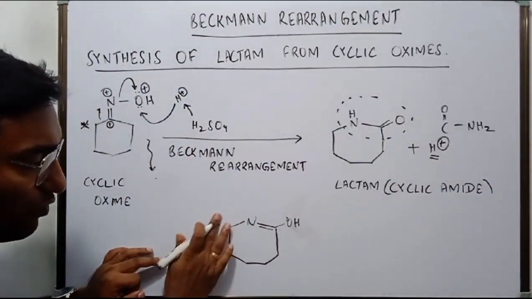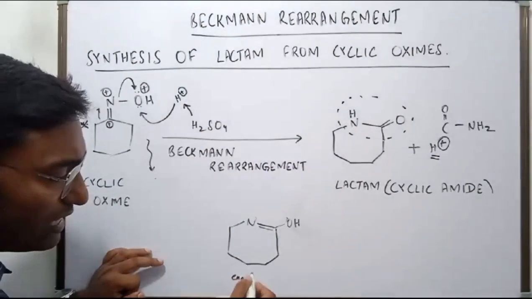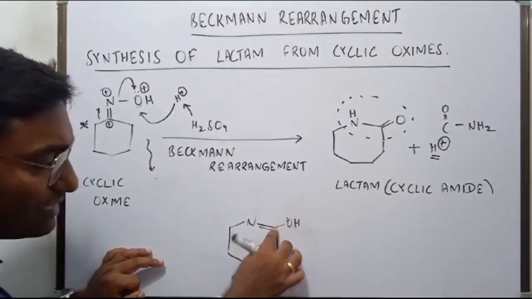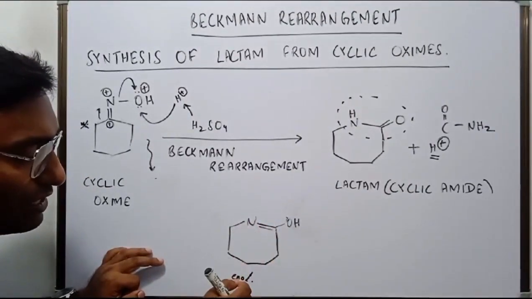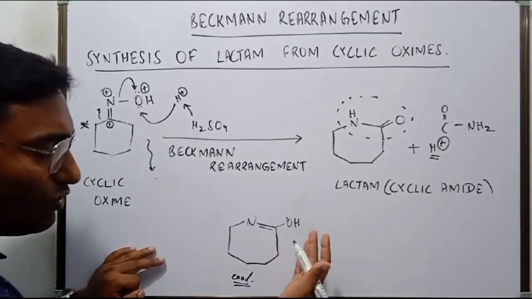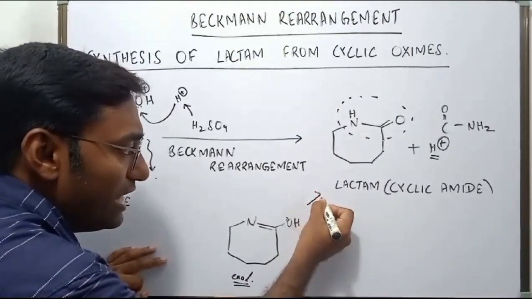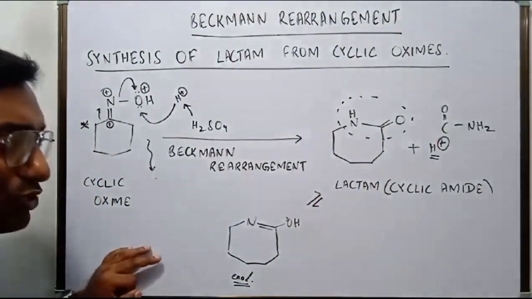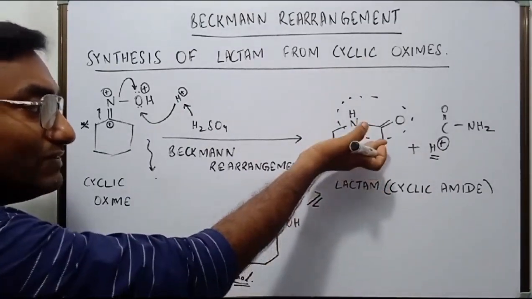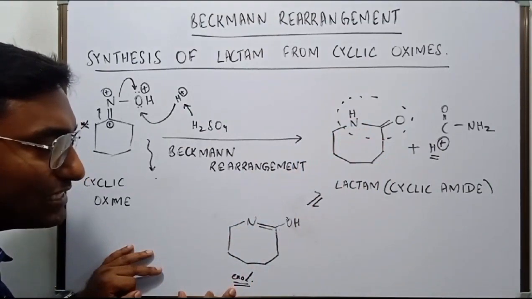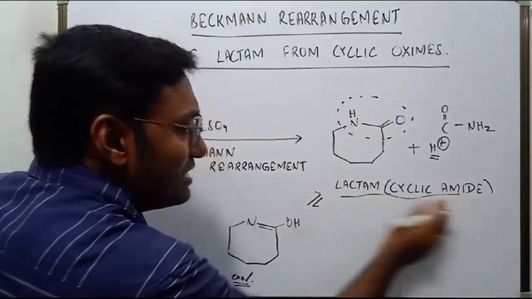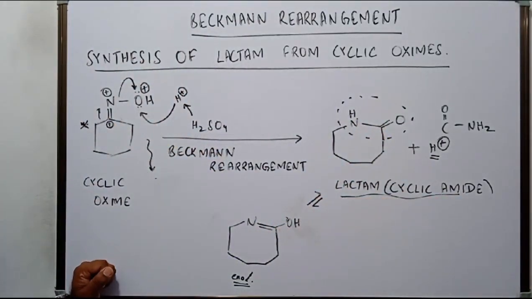Now this is the enol form. Recall that enol is the functional group in which OH is attached to a carbon, which is attached to nitrogen by a double bond. So this functional group is called the enol. The enol form tautomerizes to the keto form at room temperature. The keto form is in majority. It is seen that the keto form is 76% and the enol is 24%. When the keto form is formed, we get our product, which is the lactam or cyclic amide.